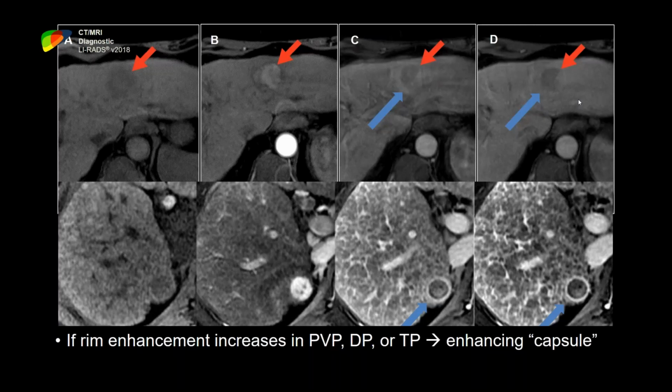How will we characterize an observation that is hypoenhancing on the arterial phase, portovenous phase, and delayed phase? Do we consider it as washout without arterial phase hyperenhancement? Do we place it in LR3, LR1, LR2 regenerative nodules?